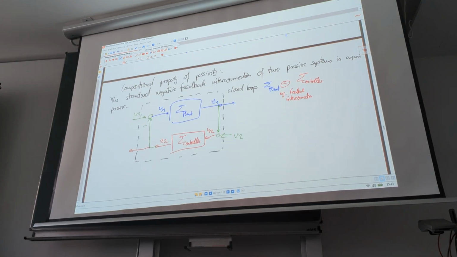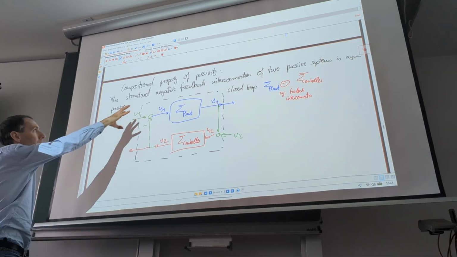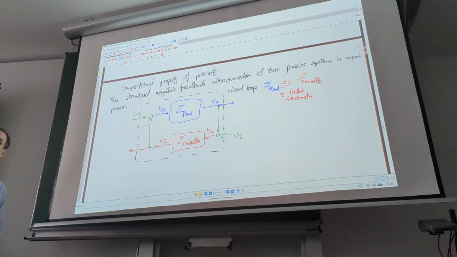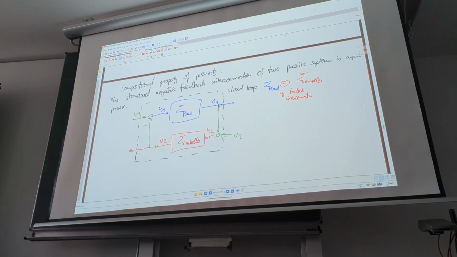And moreover, if I interconnect a passive system with a passive system by standard negative feedback, then I get again a passive closed loop. So for control purposes, this is something important. It can be used for controller design as well. So a stabilizing controller with a passivity property is also possible, and this is the whole theory of passivity-based control.